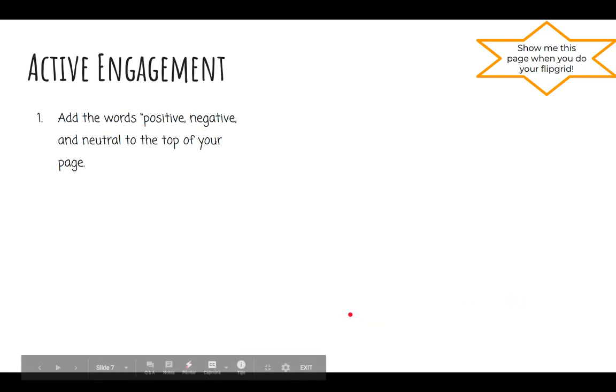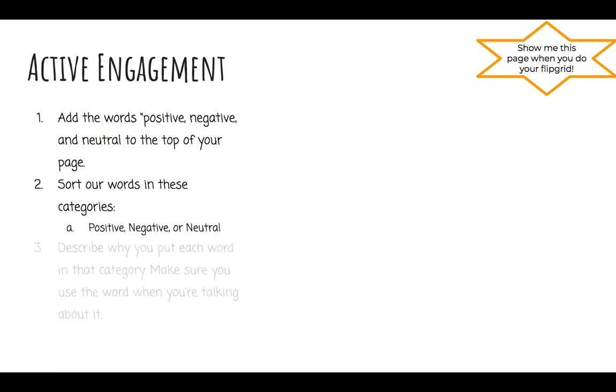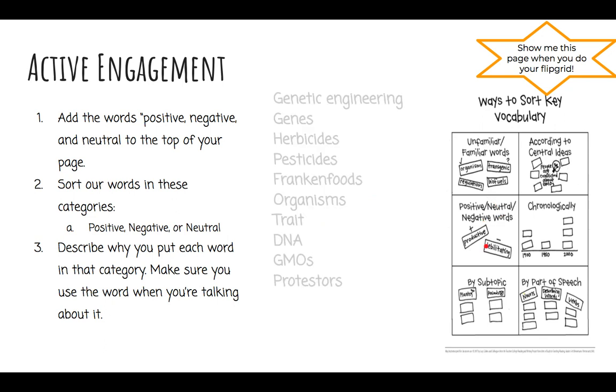So in order to practice this, we want you to add the words positive, negative, and neutral to the top of your page. We want you to sort out the words in these categories: positive, negative, or neutral. Then describe why you put each word in that category. Make sure you use the word when you're talking about it. Ways to sort it, again, are over here. And here are the words. So you're going to organize these in 3 different categories: positive, negative, or neutral.